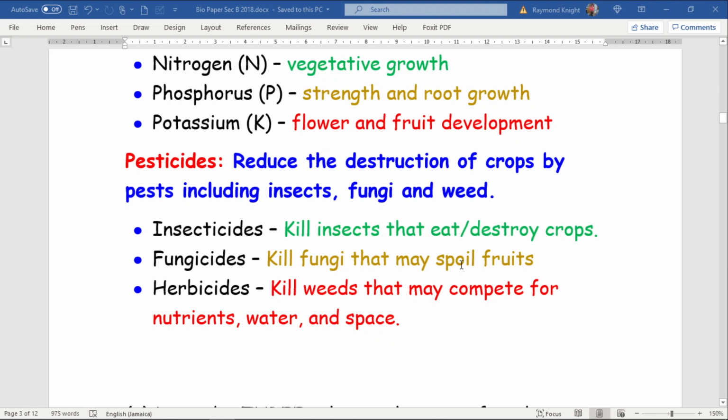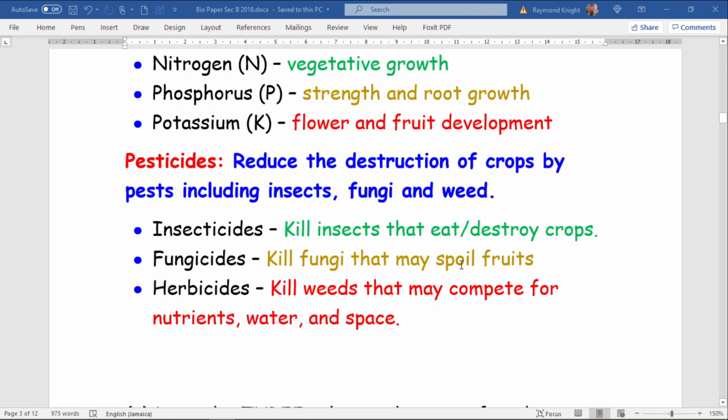So insecticides may kill the insects that may eat and destroy the crops, because guess what? If, say, the corn leaves are being eaten by, say, caterpillars, then the plant is not able to photosynthesize properly to make its food that it needs to grow and develop. Okay, so getting rid of the insects will allow the plant to store its nutrients and use them for its own growth and development.